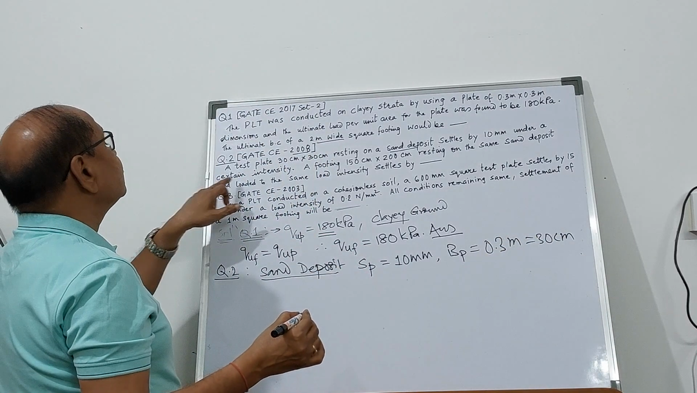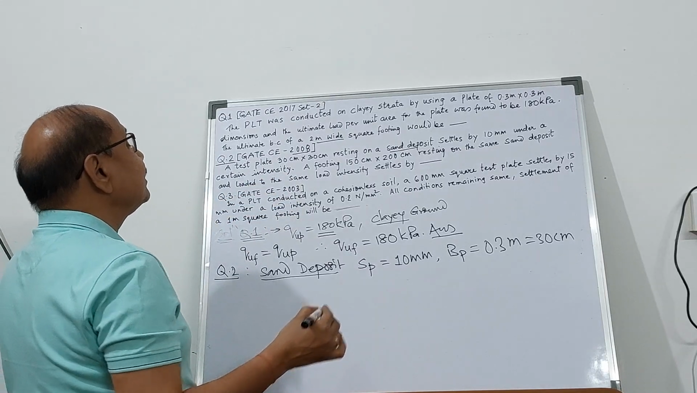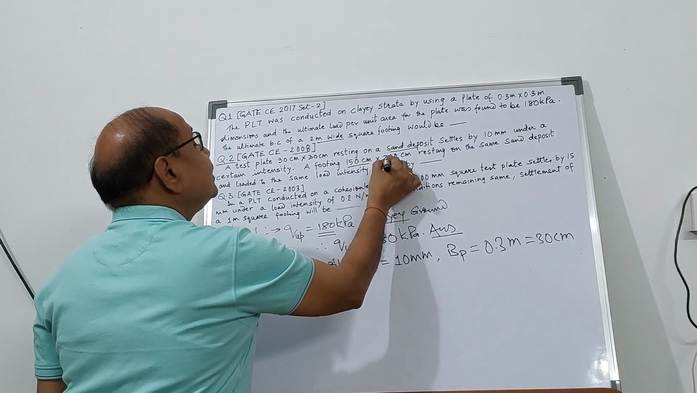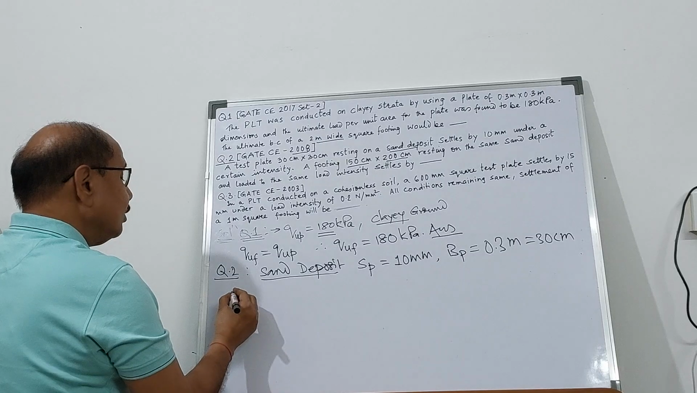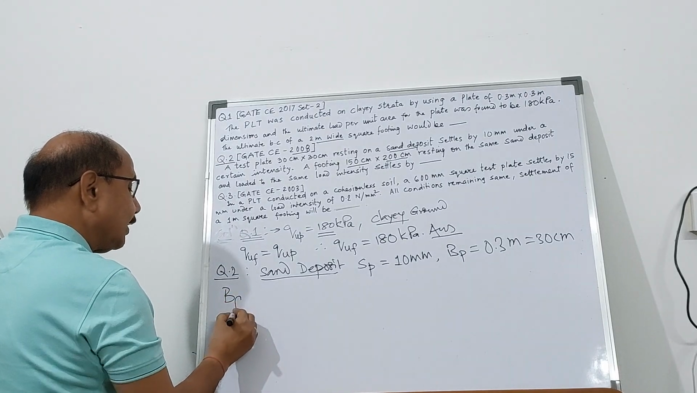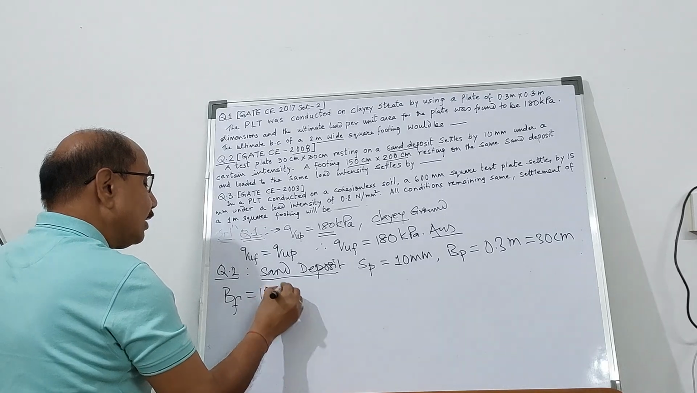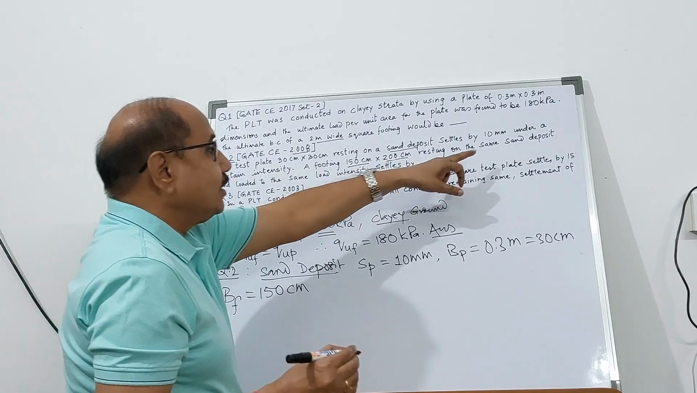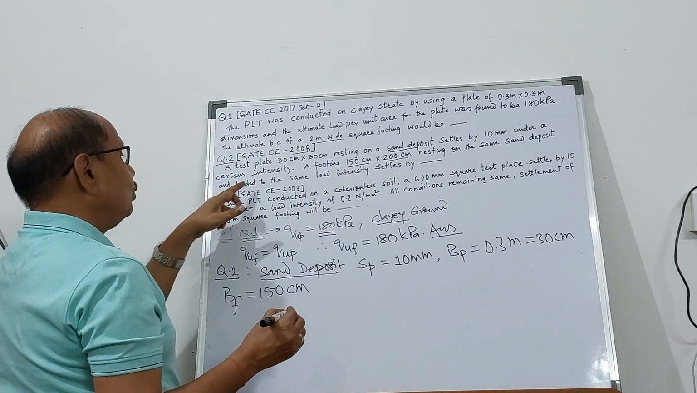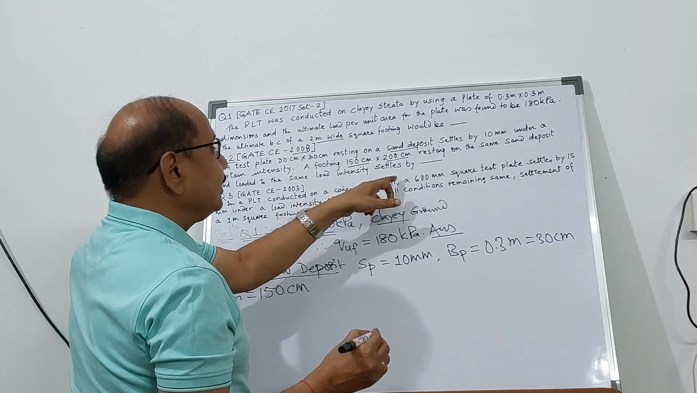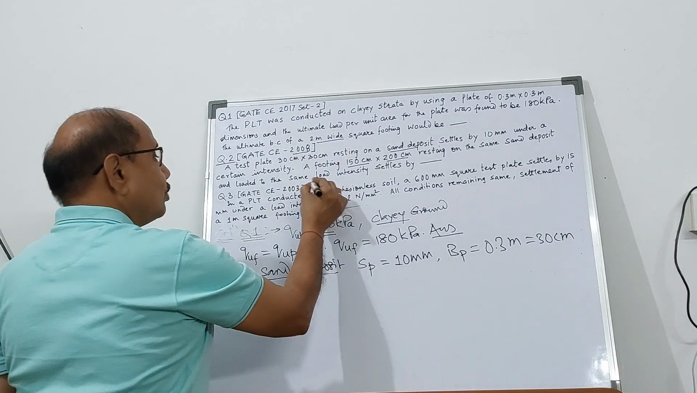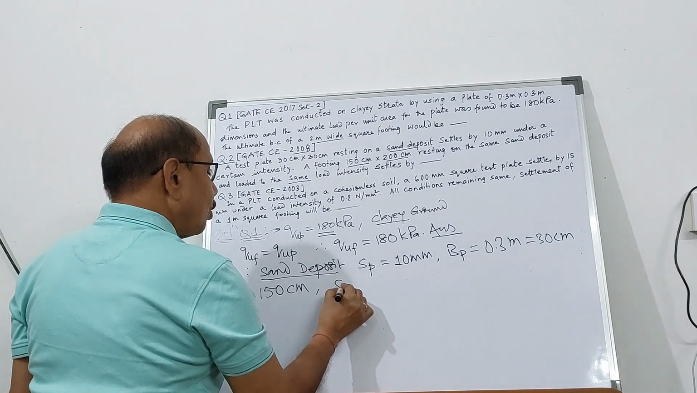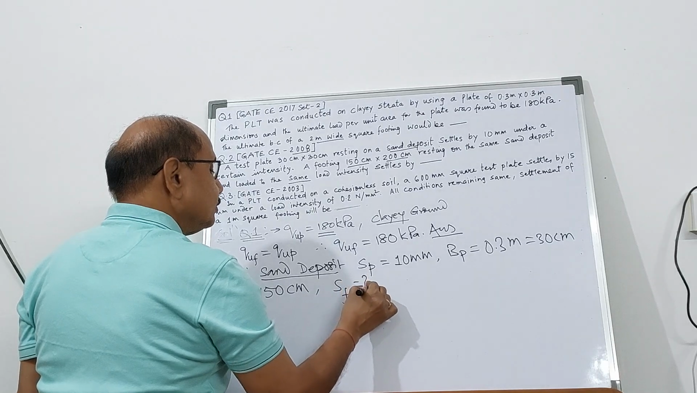Under a particular loading intensity, a footing of 150 centimeter by 200 centimeter, so what is the width of the footing? The width of the footing is going to be 150 centimeter, resting on the same sand deposit and loaded to the same load intensity. So the load intensity is not going to change. It settles by... So you will have to find out the settlement of the prototype foundation.